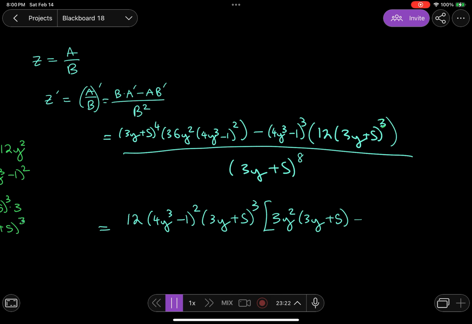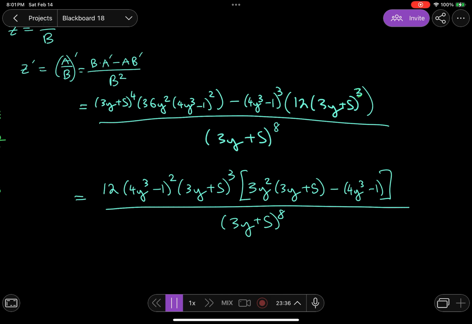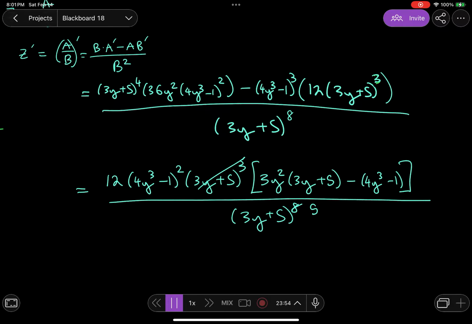So, what I have is minus 4y cubed minus 1, all divided by 3y plus 5 to the 8th power. Okay, let me double check myself. Yep, I think that all looks good. If you don't believe me, just redistribute this chunk through both of these pieces, and it should be the same thing. Okay, so hopefully we're all noticing that this is going to cancel with 3 of these. And I think that's it.